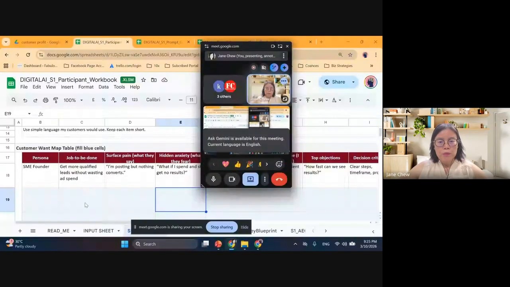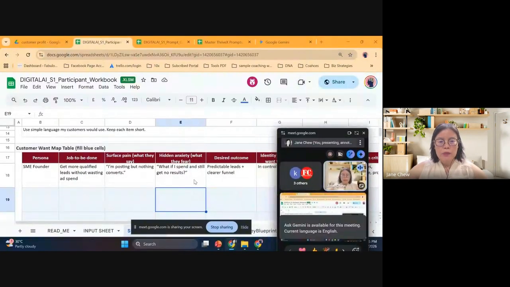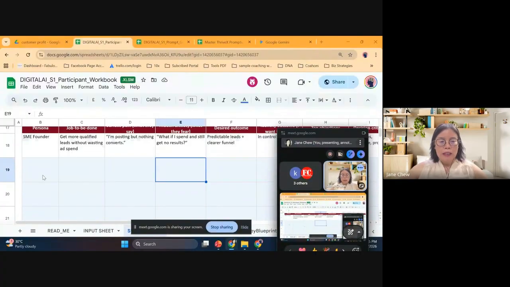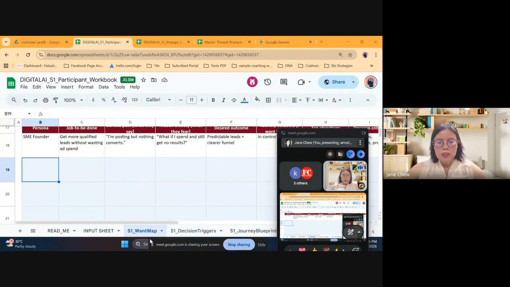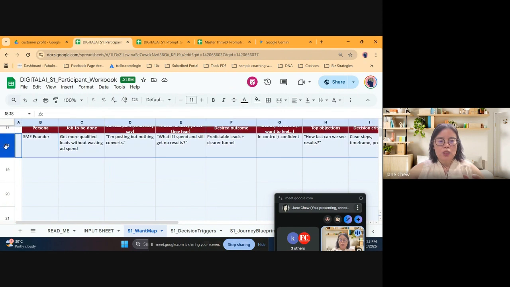After you run your prompt, you got your answers given there, right? You digest them a bit. Whatever makes sense, you transfer them into this worksheet. Under this worksheet, you have S11 map. So this is the one that we are trying to actually capture what our customer want. So this is what I call customer want map. The first line here, which is row 18, is just an example.